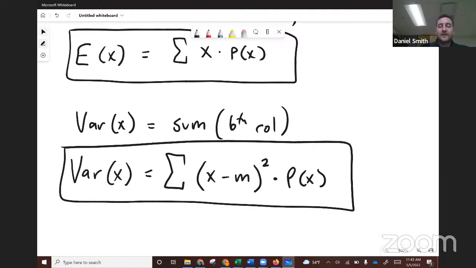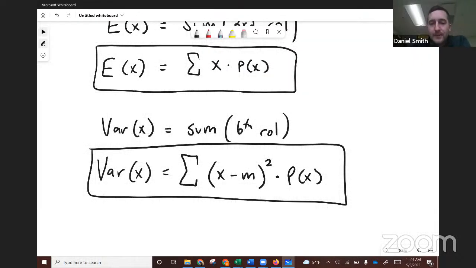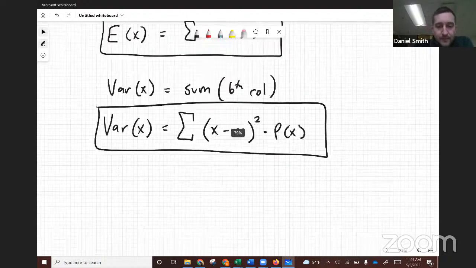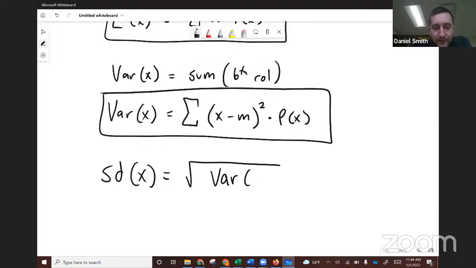And you're doing that on Excel, but I want you to know both what you're doing and how to recognize that notation. Okay. And then the last formula is the simplest of them all. That's the standard deviation of your random variable. And that is just the square root of your variance.